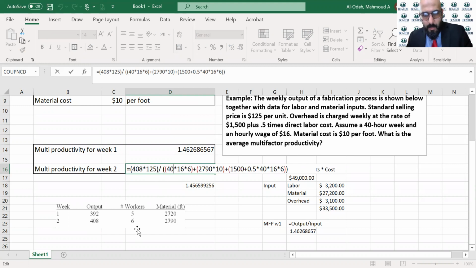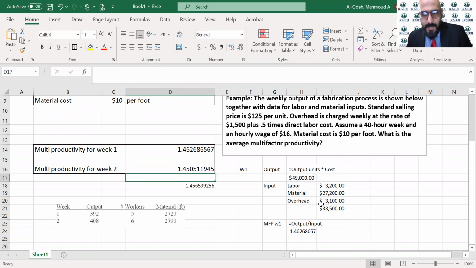The labor would be, we have 6 workers for week 2, so 40 times 16 times 6, plus the material, which would be 2790 times $10 per foot, plus the 1,500 plus 0.5 of the direct labor cost. And that's all in one equation. If you like to do it in one equation, that's perfect. But I would recommend going step by step, dividing the needed information one by one, so you don't miss anything and you don't make a mistake.